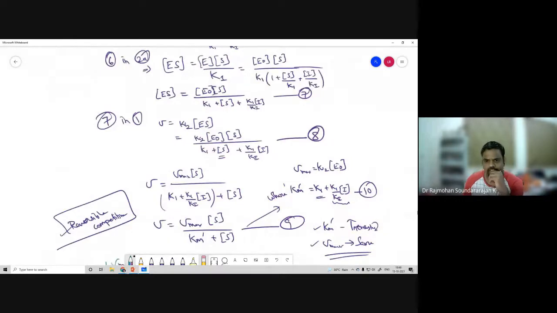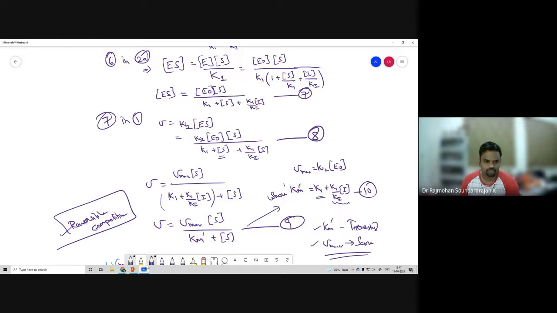So this is the equation we get: V equal to Vmax into S by Km dash plus S, equation number 9, where Km dash is equal to K1 plus K1 by Ki into I. We can see that the Km dash value has increased because there is an additional term here. The Vmax value remains the same, which is K2 into E naught, but due to the presence of inhibitor concentration, the Km dash value is changing. So this is the final equation for reversible competitive inhibition.